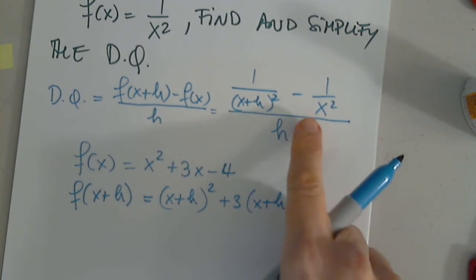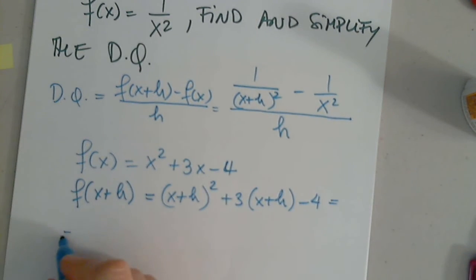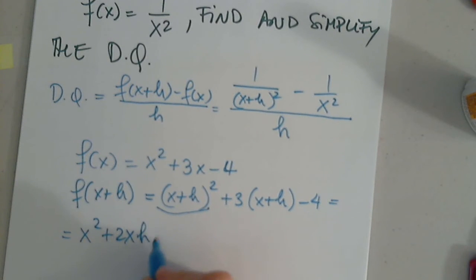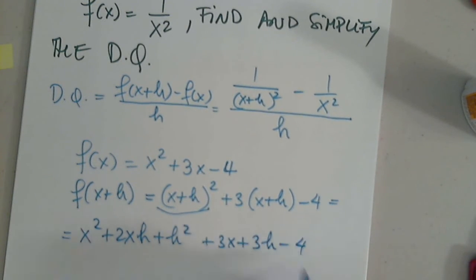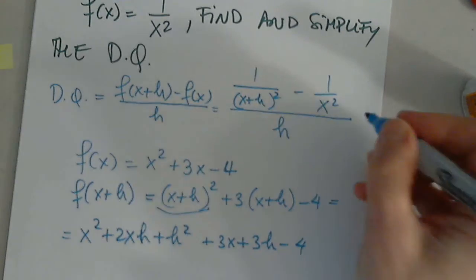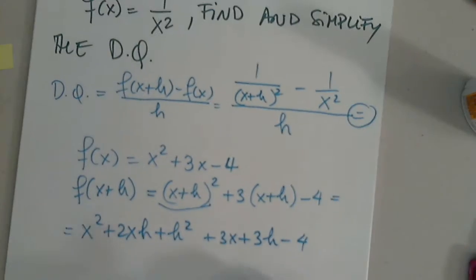Okay, I'll come back. I didn't forget what I'm doing, but can anyone refresh our memory? What do we get with x plus h squared? X squared plus 2xh plus h squared. Thank you. Plus 3x plus 3h minus 4. Great. Okay, so then now we're coming back here.